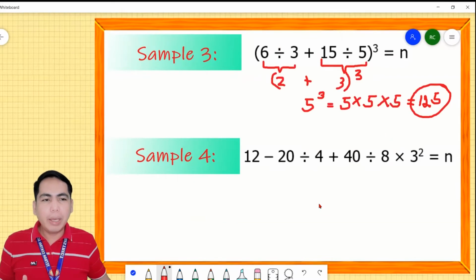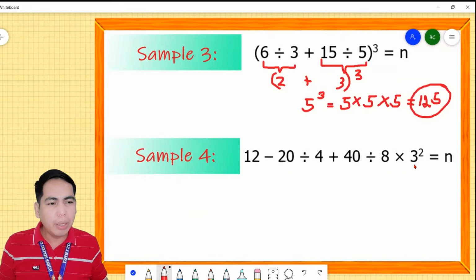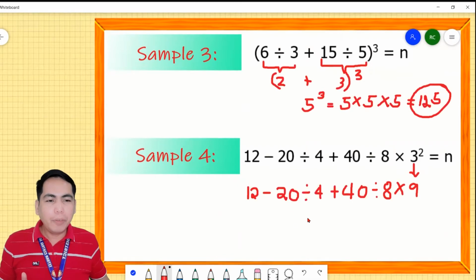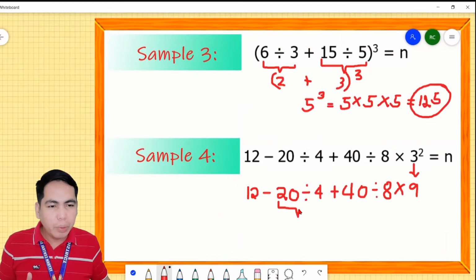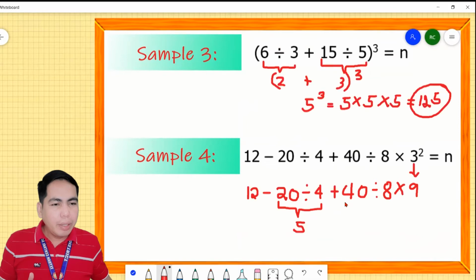From left to right, there are no groupings or parentheses. We have to begin with the exponent since we have an exponent here. So 3 raised to the power of 2 is just simply 3 times 3, which is equivalent to 9. Now, from left to right, since division comes first here, so we have to divide. 20 divided by 4 will give us 5. And then 40 divided by 8 will give us 5.